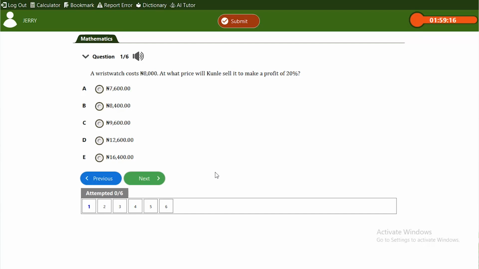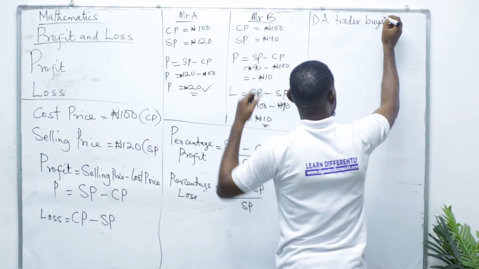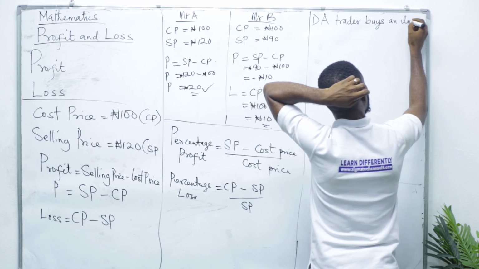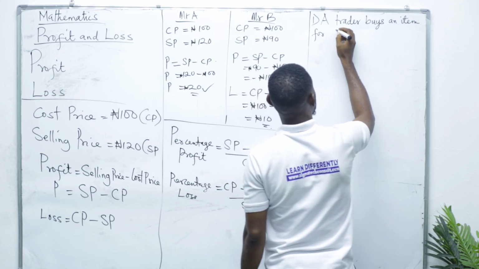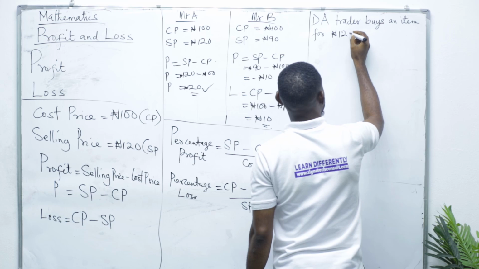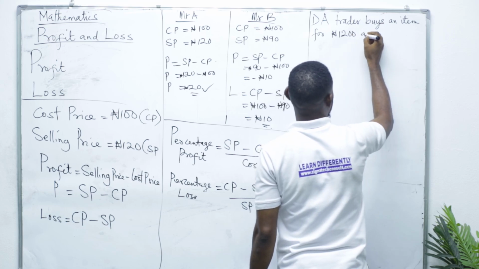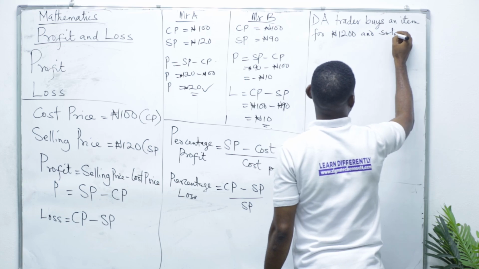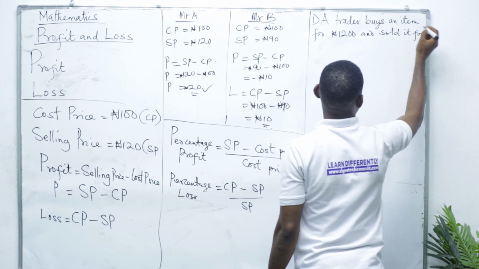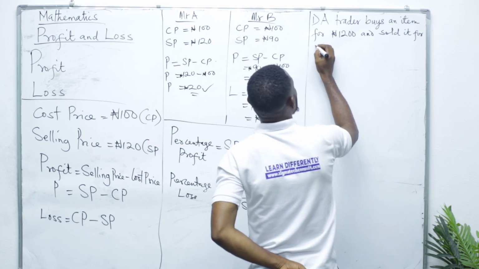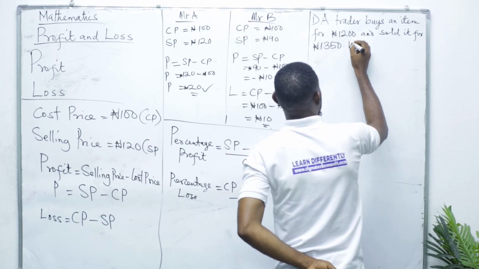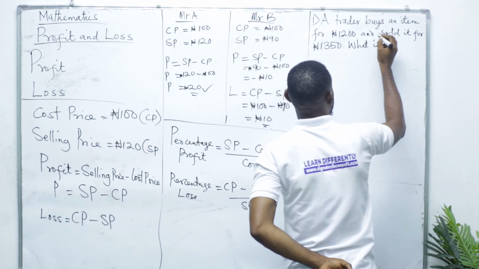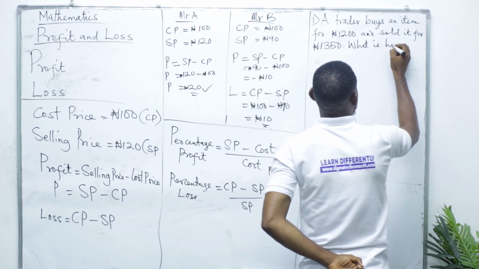A trader buys an item for 1,200 naira and sold it for 1,350 naira. Full stop. What is the profit?